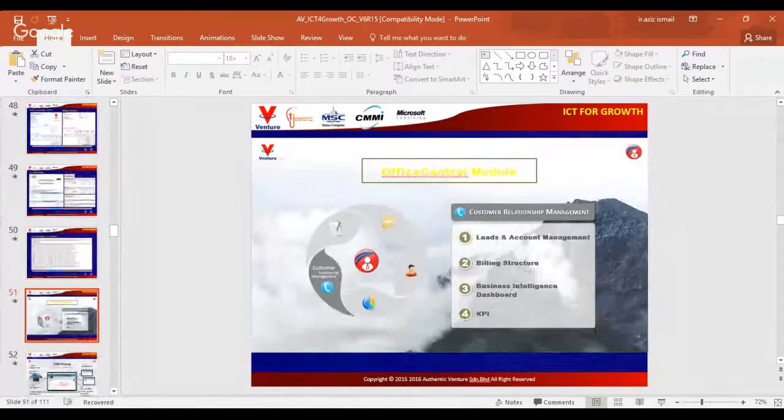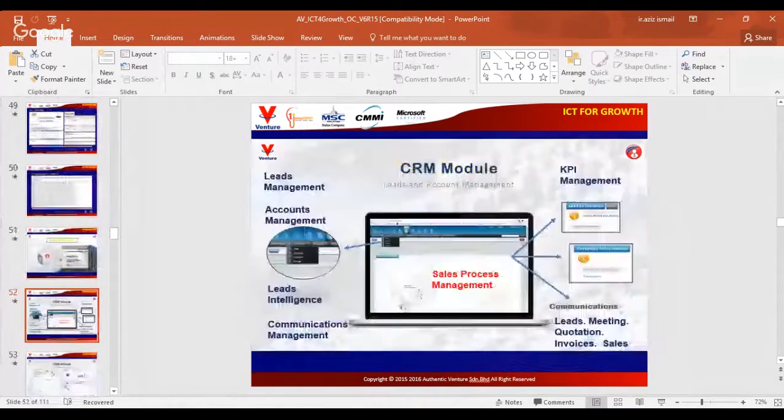now we are going to focus on the CRM. Basically, when you use your CRM, you are looking at various things. Number one is you must have KPIs for your staff. For example, how many leads, how many meetings, how many quotations, how many invoices, and all this. And then inside Office Central, you have list management, account management, list intelligence, and communications management. You can use these to help develop your business.